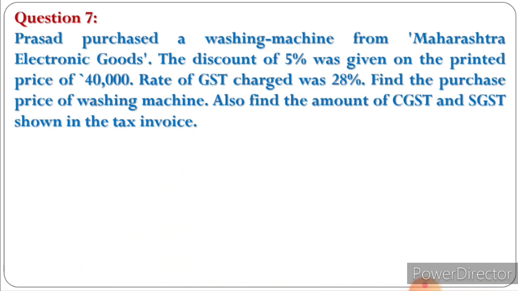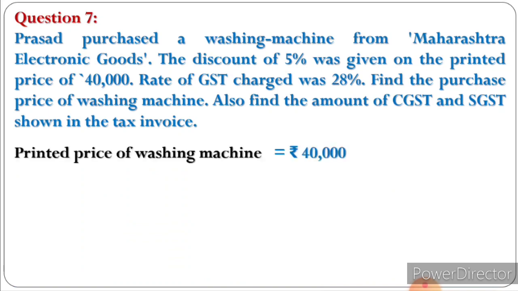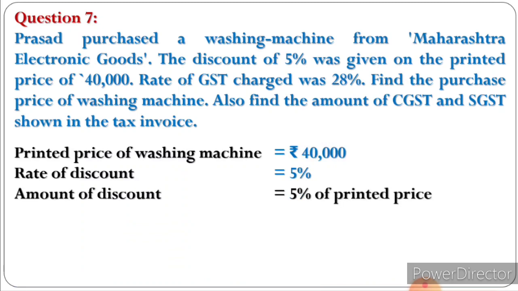Your question is kind of the same, only the new thing included here is that a 5% discount is given on 40,000 rupees. So we will see, after getting the 5% discount, what the taxable amount of the washing machine is. The printed price of the washing machine originally is 40,000 rupees. The rate of discount is 5%. Now the amount of discount will be 5% of the printed price, that is 5% of 40,000. So zeros will get cancelled, you will get 2,000, which means on 40,000 you got a 2,000 discount.